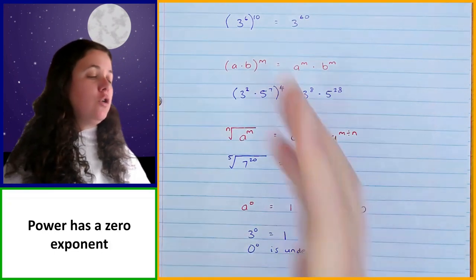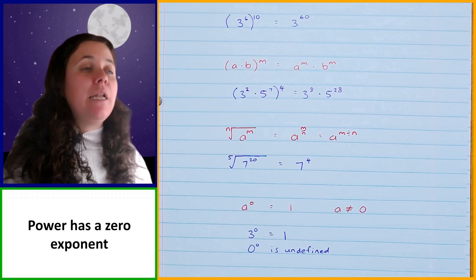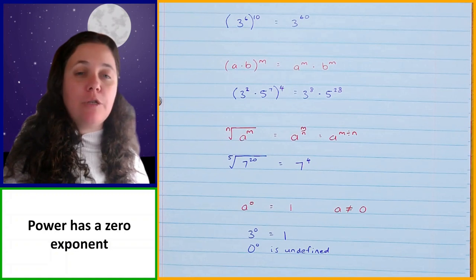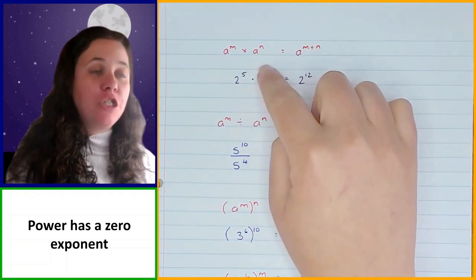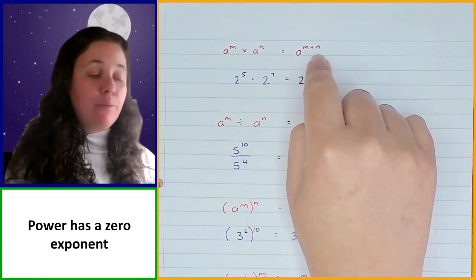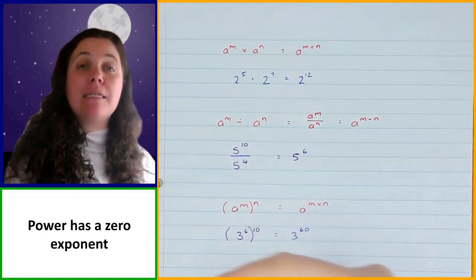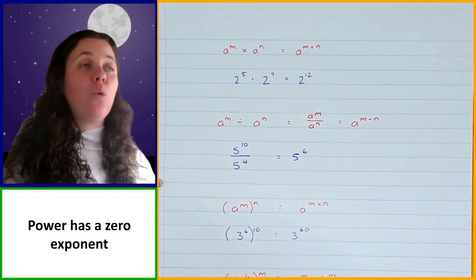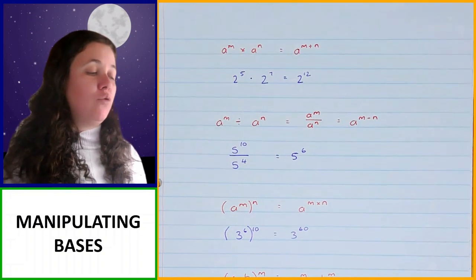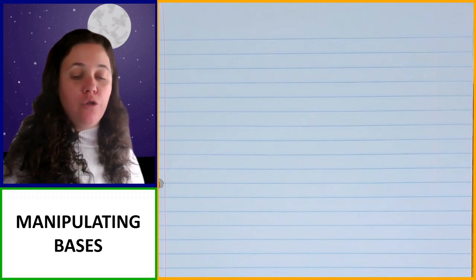Okay, so those are all of the laws that we have learned up to this point. Now, some of these laws, particularly the first two that we did, we had multiplication of powers with the same base, where we added the exponents, and dividing powers with the same base, where we subtract the exponents. But these are dependent on the bases being the same. So sometimes we need to manipulate bases to make them the same so that we can actually use these rules, because otherwise we can't always use the rules. Let's have a look at how we can do this.